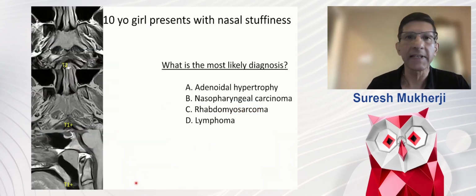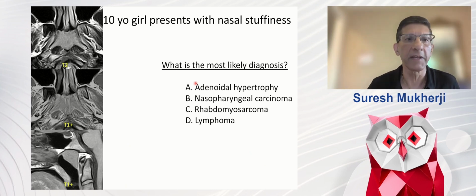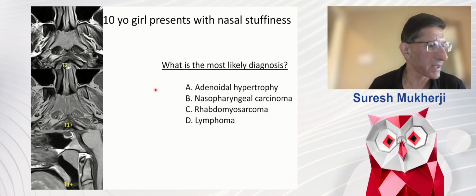And then this is the last case that we'll show. That's all I have time for, I believe. This is a 10-year-old girl that presents with nasal stuffiness. So what's the most likely diagnosis here? Is it adenoidal hypertrophy? Is it nasopharyngeal carcinoma? Is it rhabdomyosarcoma, or is it lymphoma? So, 10-year-old girl that presents with nasal stuffiness.